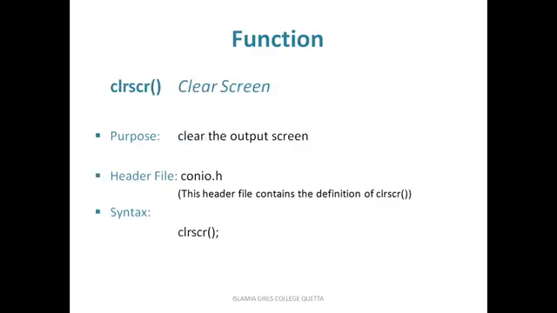The third function is clear screen, and its purpose is, very simply, to clear the output screen. If there is any output present before your program is executed, then it will clear that output from the screen. It is present in the conio.h header file. So if you are using the clear screen function, you have to include that header file in your program. And its syntax is very simple. You just have to write clrscr, put the opening and closing round brackets, and then a semicolon.